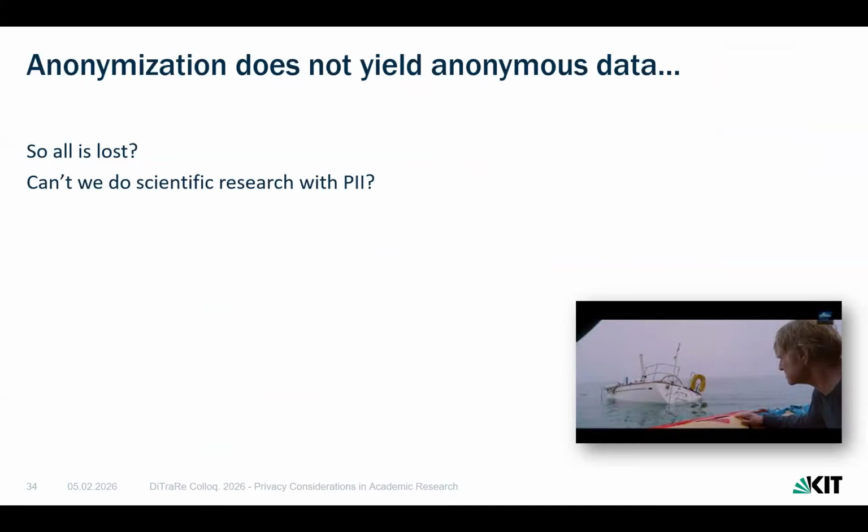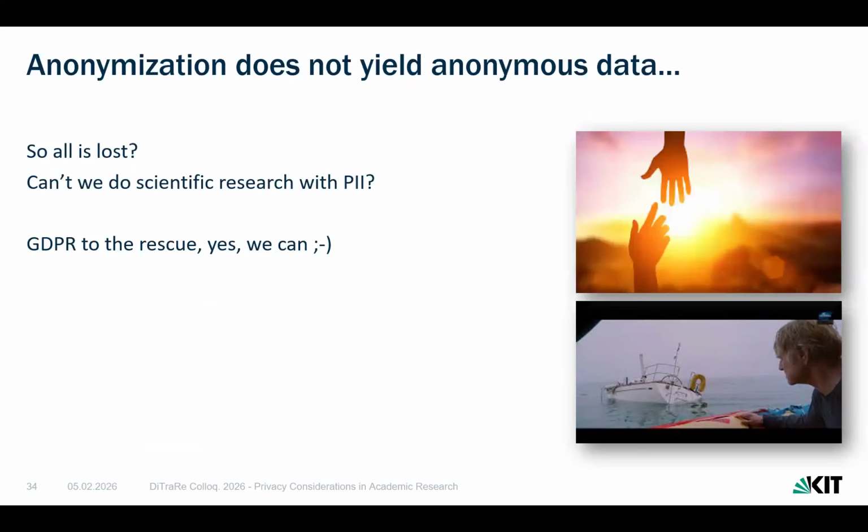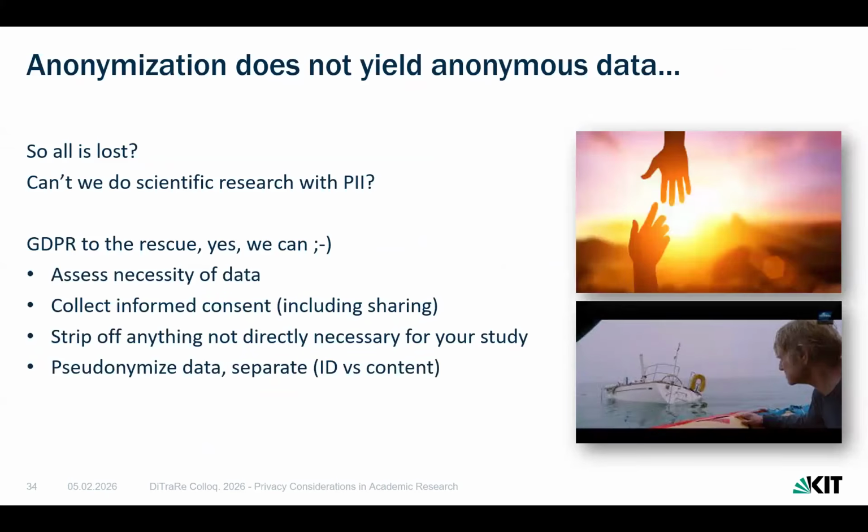So then, of course, we can ask, is all lost? Can't we do scientific research with personally identifiable information? And I don't think so. Fortunately, we have the GDPR. And as a matter of fact, what we can do is, first of all, assess the necessity of each of the data that we're collecting. If I'm doing a study using EEG or ECG, then I have to collect ECG. There's nothing I can do, but I can collect this specific information and ignore all the rest. So then I don't get poisoned by other kind of information, right?